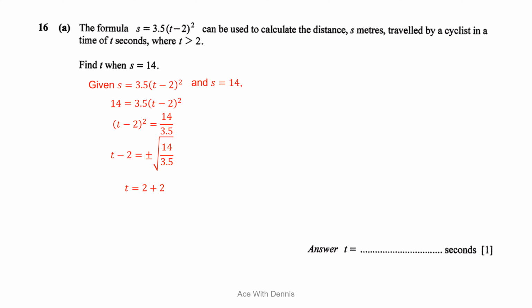So t will be equal to 2 + 2, or t = 2 − 2. So t will be 4 or 0. But we reject t = 0 as t must be greater than 2. Hence, the answer is 4 seconds.